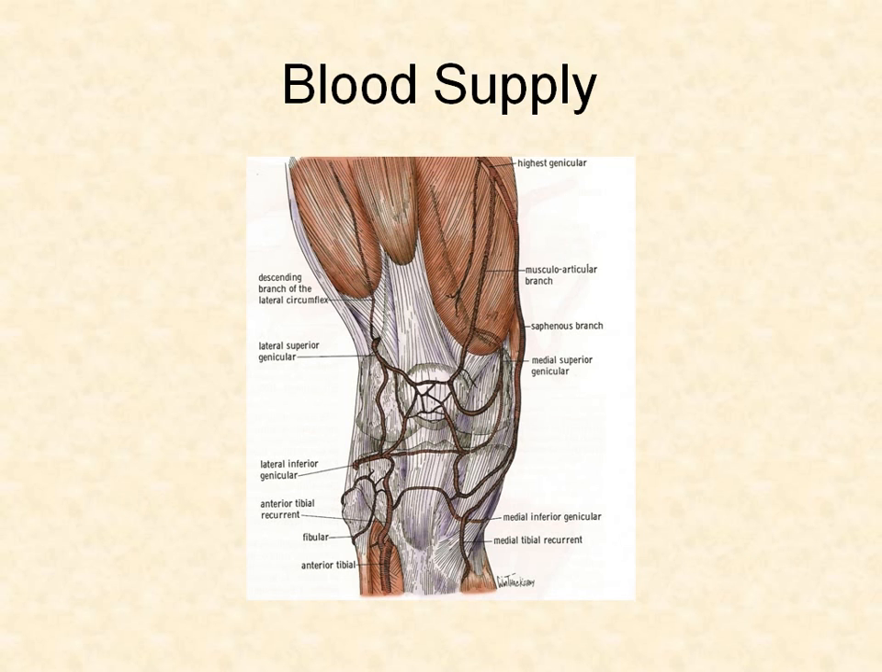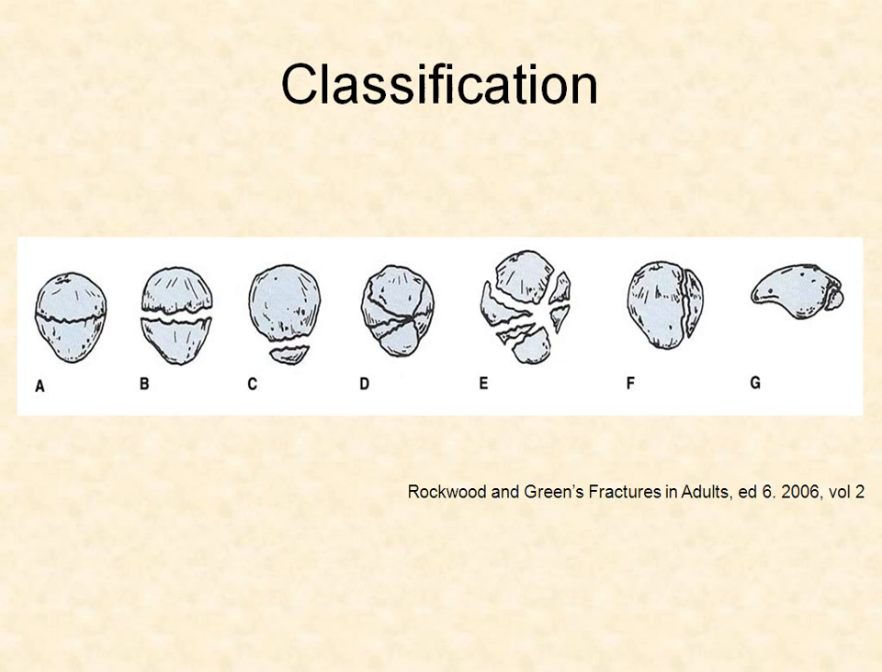The blood supply is from the geniculate anastomosis, and it's pretty generous. It's difficult to devascularize the patella unless you do a fairly radical exposure or there's been a very extensive soft tissue injury. So they tend to heal fairly reliably.